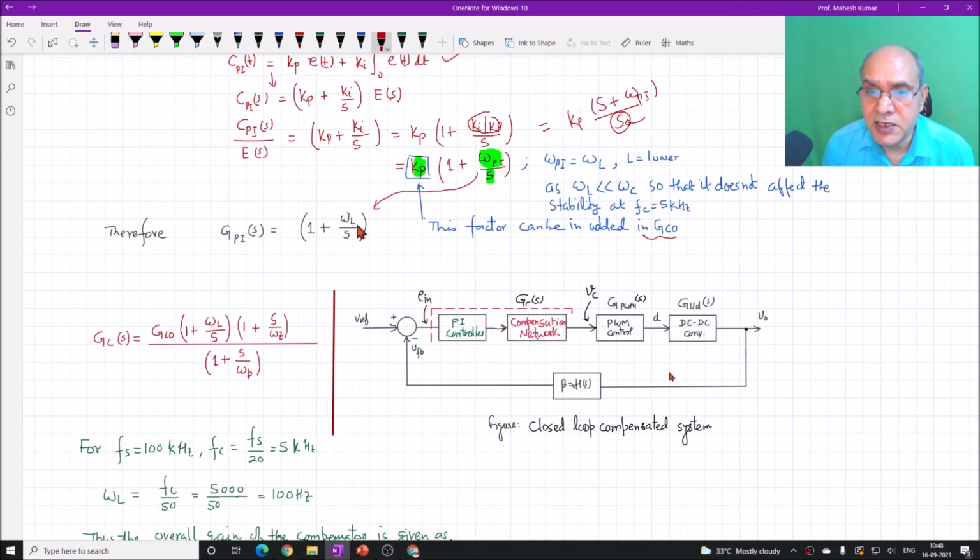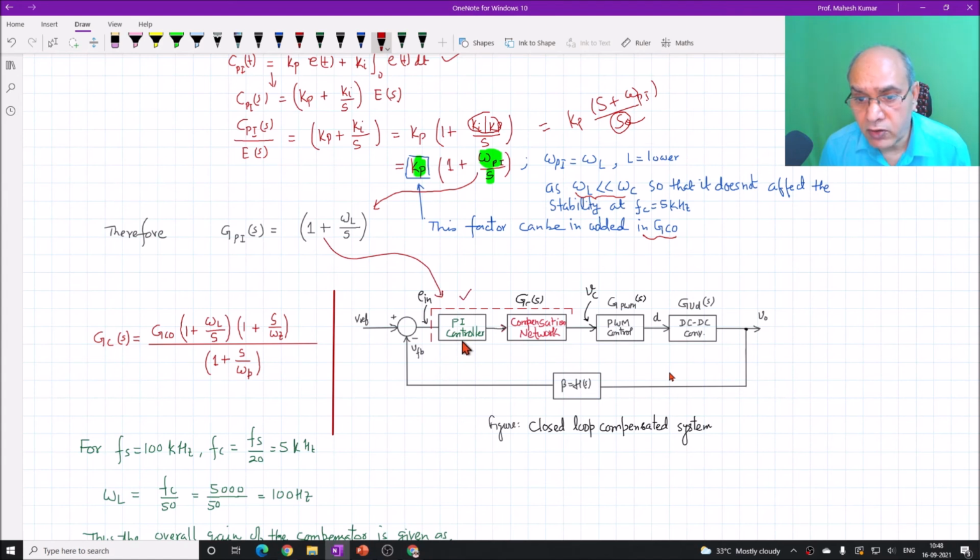So omega L is the omega Pi, and omega L is taken far less than omega C because it must not affect the dynamic performance of the whole control unit at omega equal to omega C. Therefore, omega Pi or omega L has to be less than omega C. And this is being added here before the lead compensator.